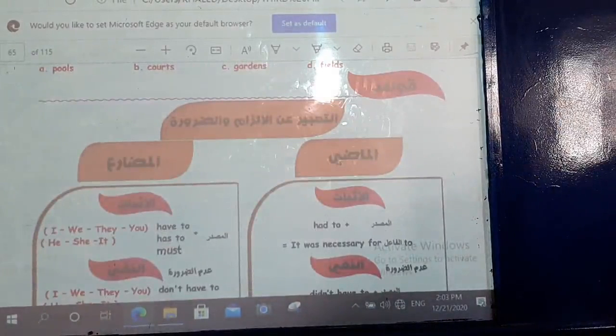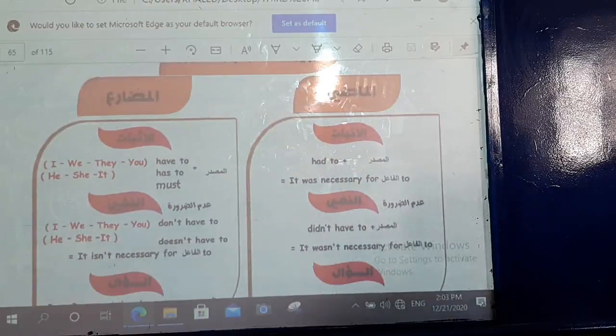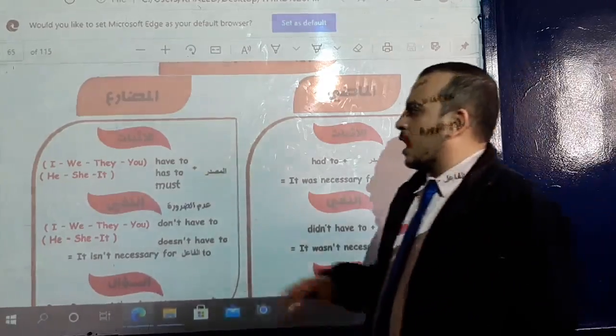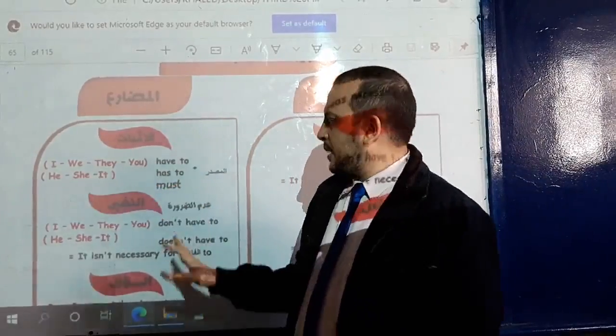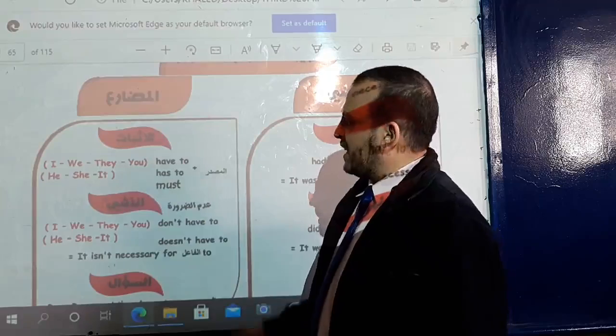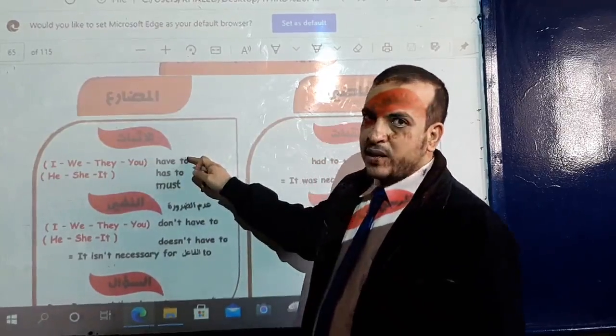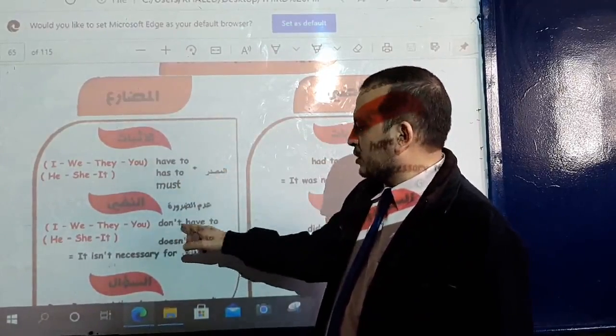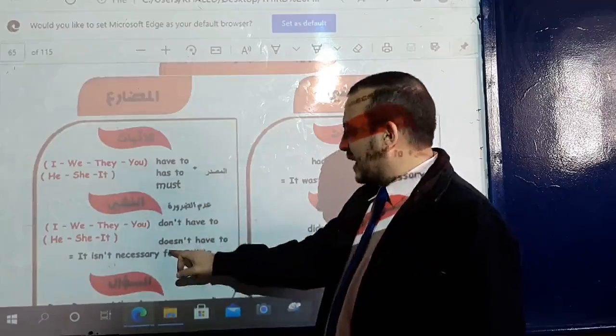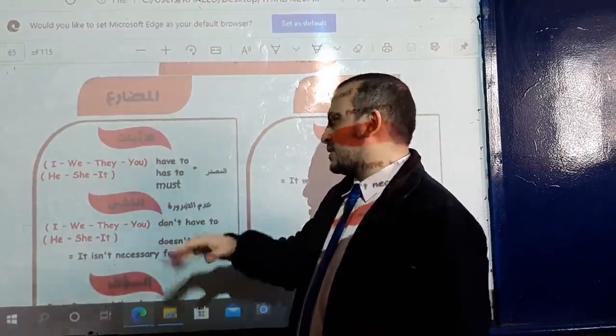Let's go to the grammar. How to express necessity and obligation in the past and in the present, as you see on the board. I, we, you, they have to. He, she, it has to, or must. Must for all of them. The negation of have to: don't have to. What about has to? Doesn't have to. What about must? Mustn't.